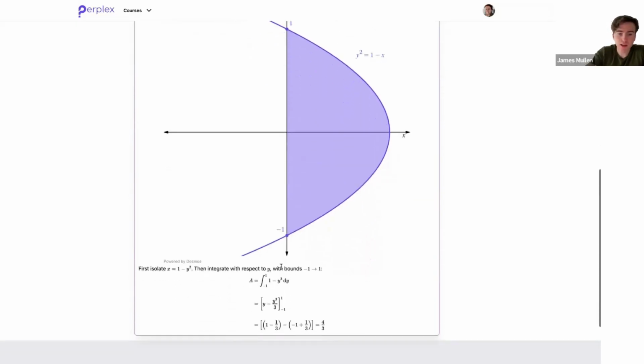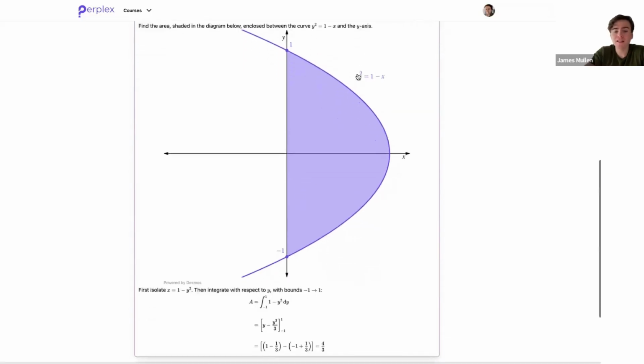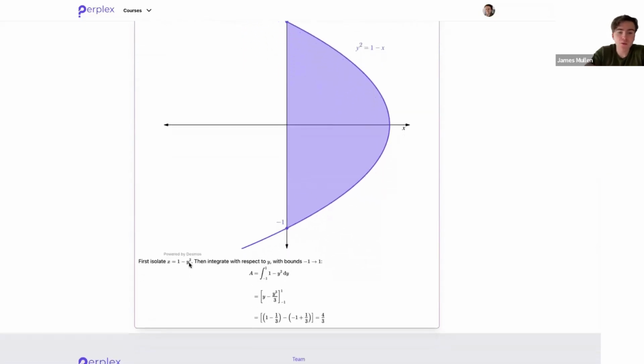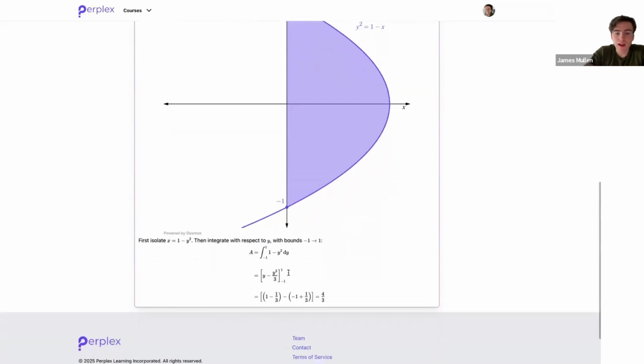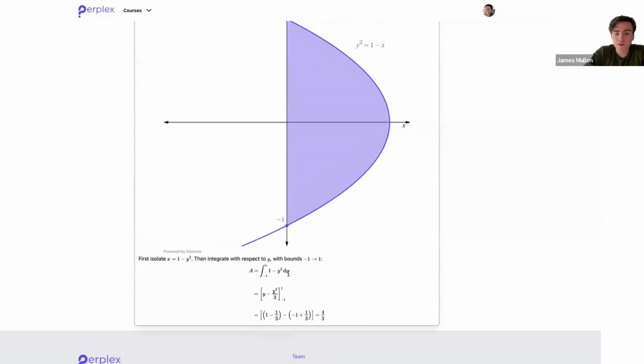And what does that look like? Well, let's say I have the curve y squared is equal to 1 minus x. Let's isolate it, and I get x is equal to 1 minus y squared. If I integrate that between the bounds -1 and 1, I get the integral of 1 minus y squared dy is y minus y cubed over 3 from 1 down to -1. That simplifies to 4 over 3.